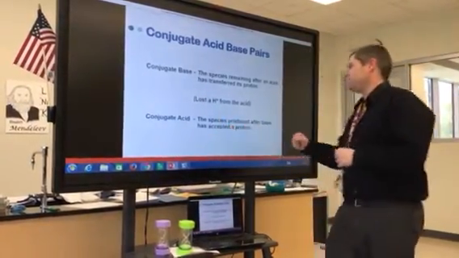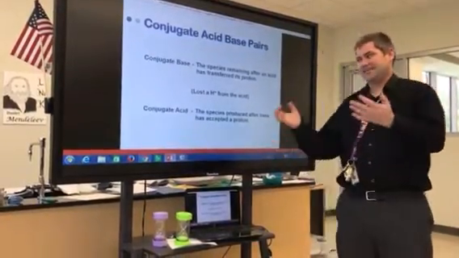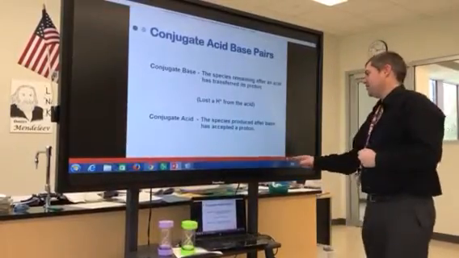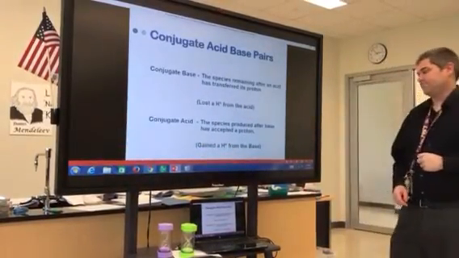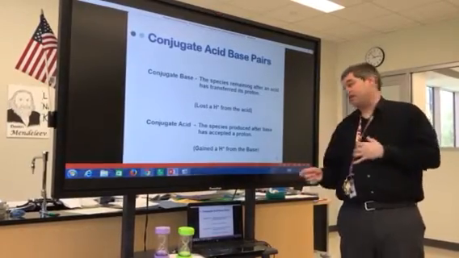The species produced after a base has accepted a proton. The acid loses the proton, the base accepts the proton, which we represent protons as H plus.